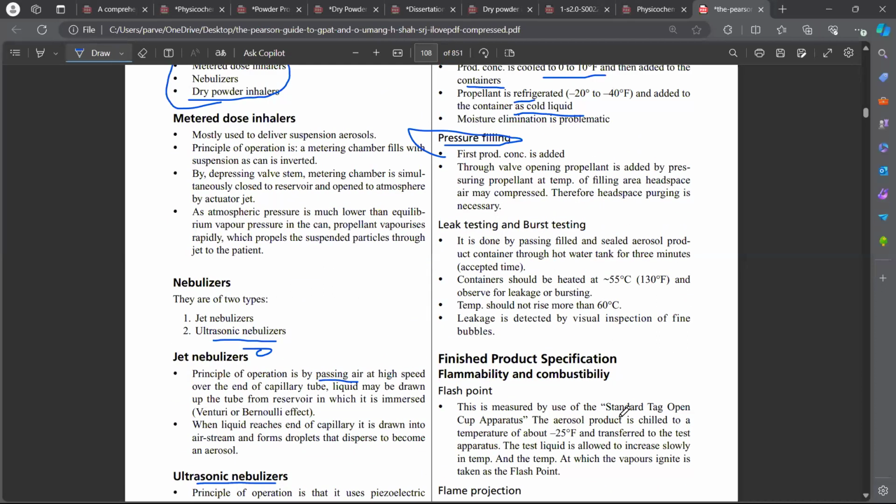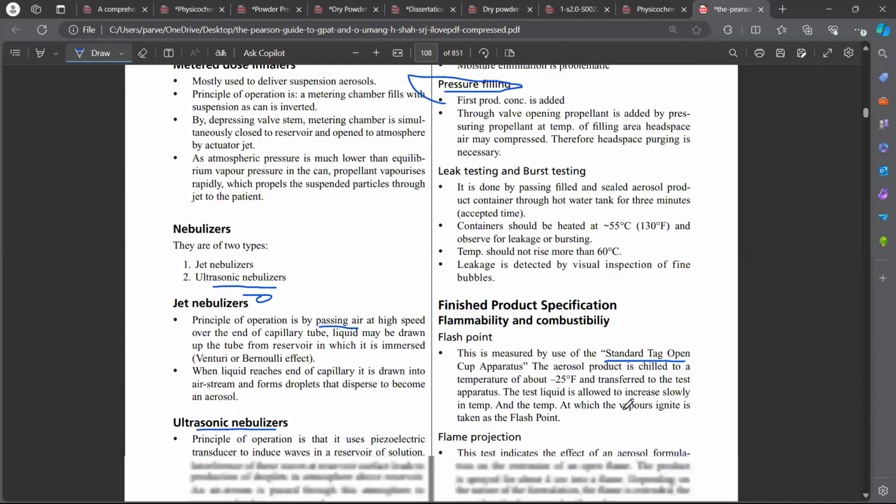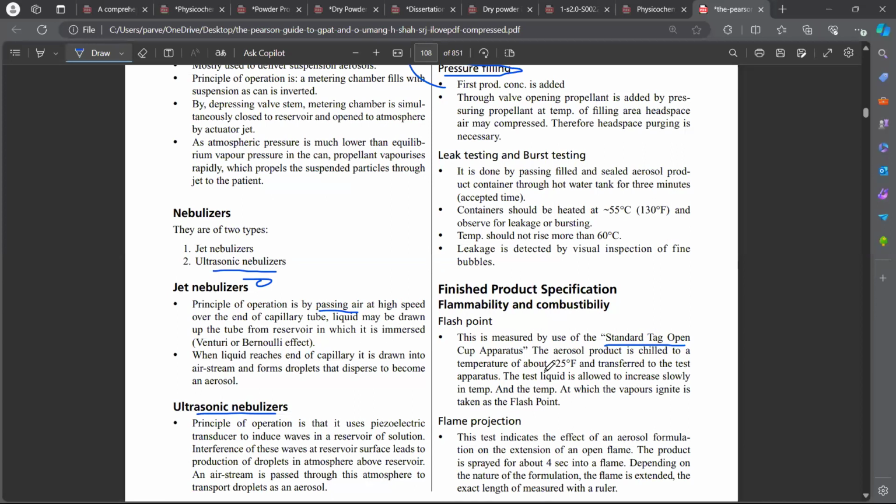For the flashpoint, the important thing is the standard tag open cup apparatus, in which the aerosol is chilled to a temperature of minus 25 degrees Fahrenheit. This temperature is also very, very important, guys. You have to remember two things in the flashpoint. The first is the apparatus used, which is the standard tag open cup apparatus. The second is the temperature, which is minus 25 degrees Fahrenheit. After transfer to the test apparatus, the test liquid is allowed to increase in temperature slowly, and the temperature at which vapors ignite is known as the flashpoint.